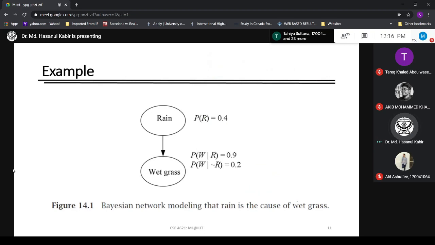Just to have an example over here. In this particular example, if I ask you, what is the probability that today is going to rain? What will you say?